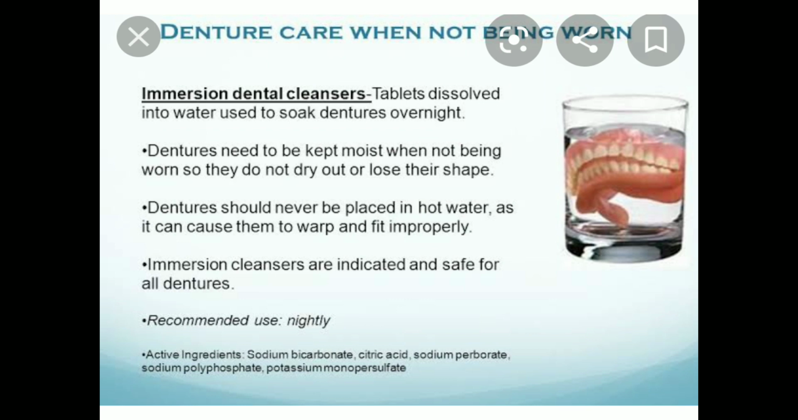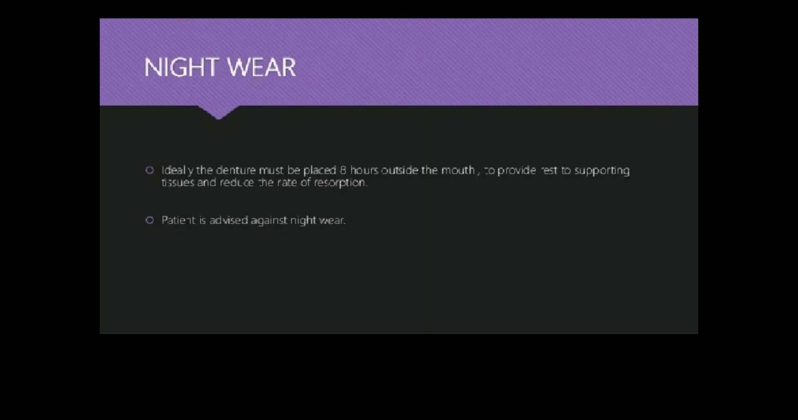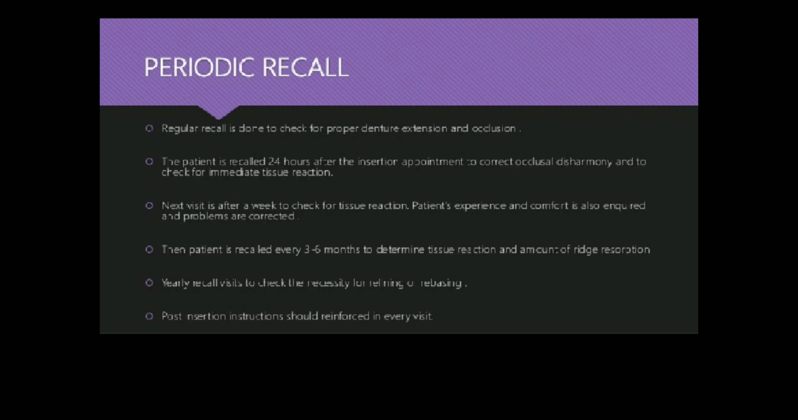There may be chances of distortion of your denture, or polymerization shrinkage may occur. So all these changes occur. Just as you keep the denture out at night time, it should be kept like that when you don't use the denture during the day as well. So all these points you have to keep in mind. As I said, it is always advised to remove the denture at night.